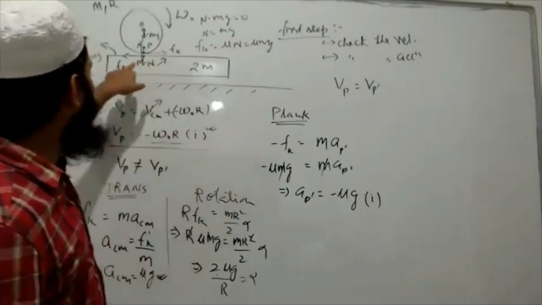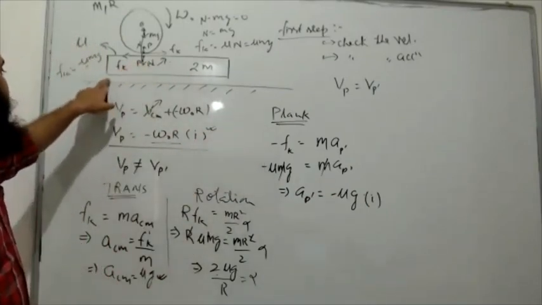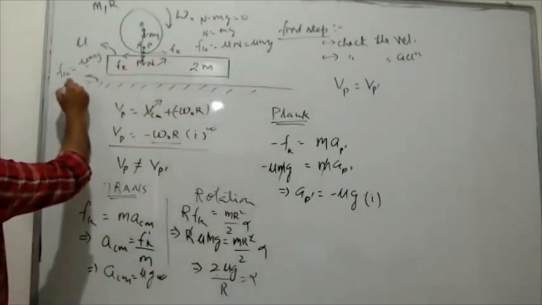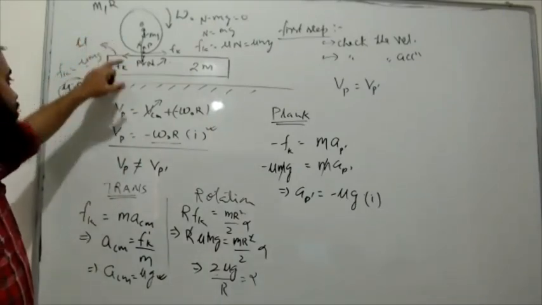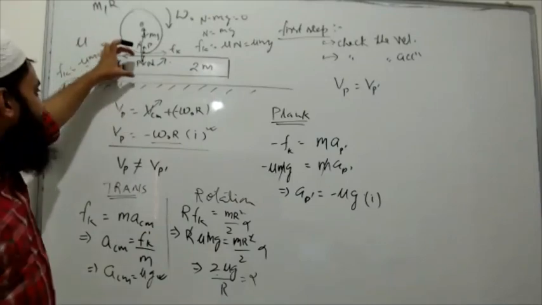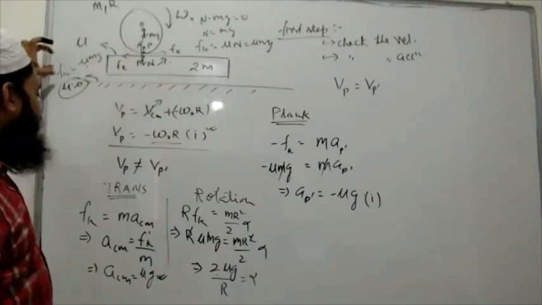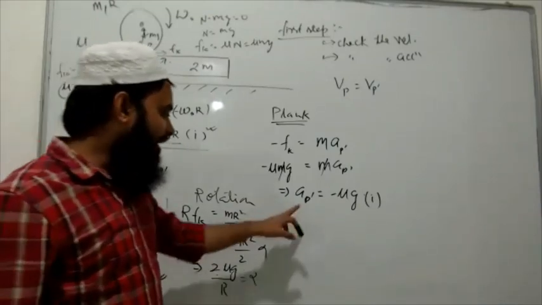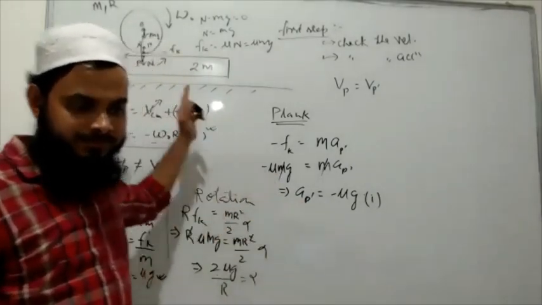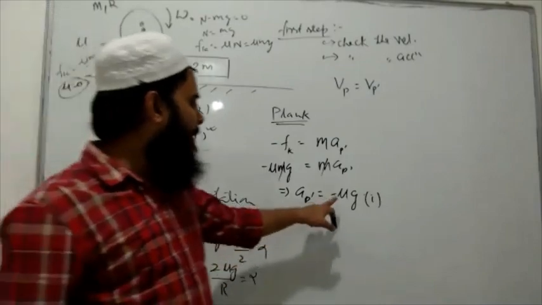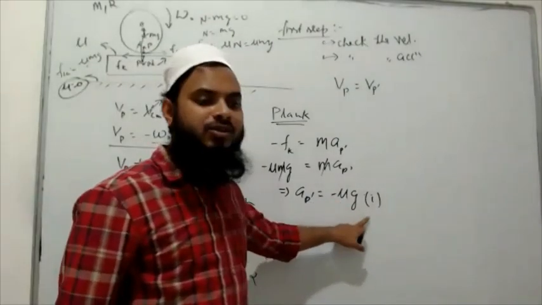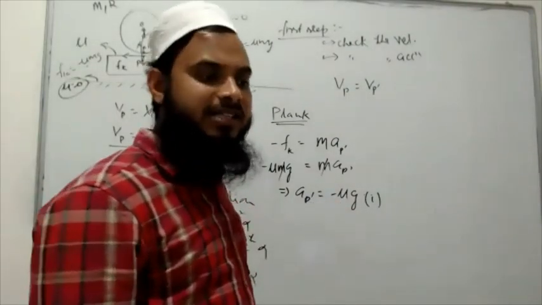See, due to this friction force, this plank starts to move in the negative i cap direction. The surface is a smooth surface, mu is 0, as given in your question. The acceleration of that plank in the negative i cap is mu g. The minus sign shows the direction of the acceleration.